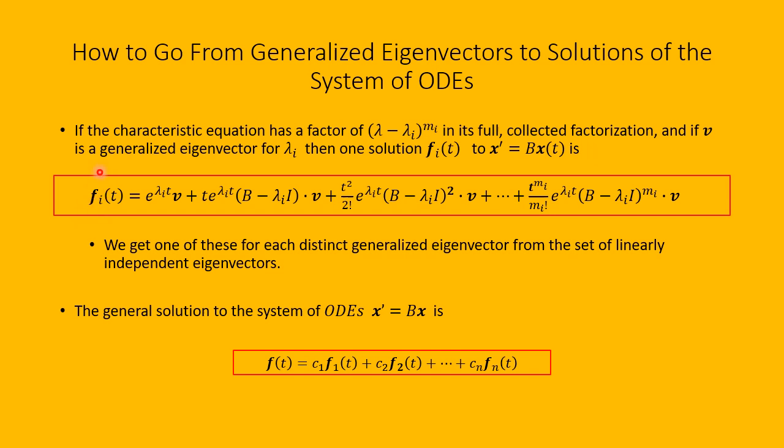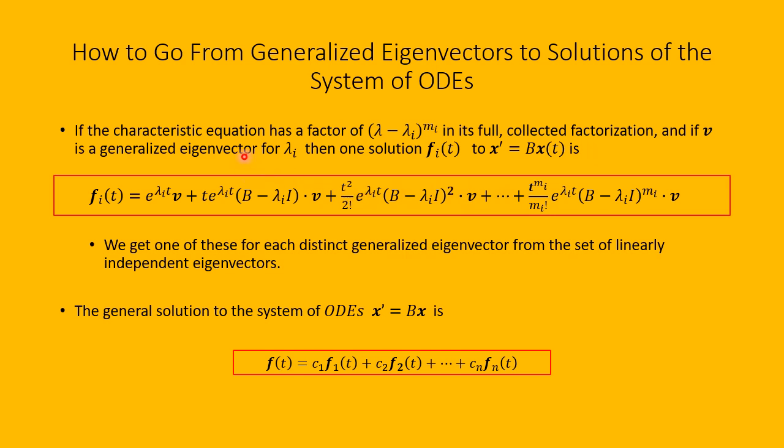It's a vector equation. This f sub i is a column vector. f sub i of t is e to the lambda sub i t times v, a constant times this generalized eigenvector, plus t e raised to the lambda sub i t times the matrix B minus lambda sub i times the identity times that generalized eigenvector v, plus more terms corresponding to this m sub i here. We have a t squared over 2 factorial exponential, this matrix squared times v, plus all the way through t raised to this exponent over this exponent factorial, e raised to lambda sub i t, times this matrix raised to this exponent times v. If you look at this, it looks something like a Taylor polynomial.